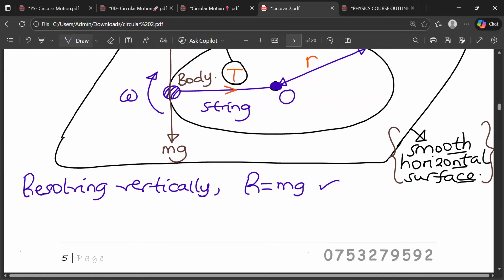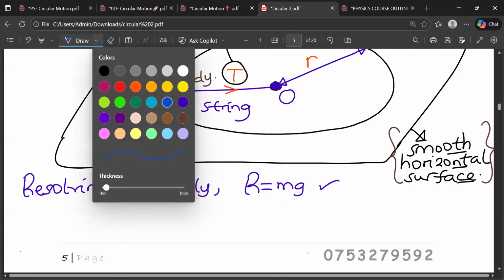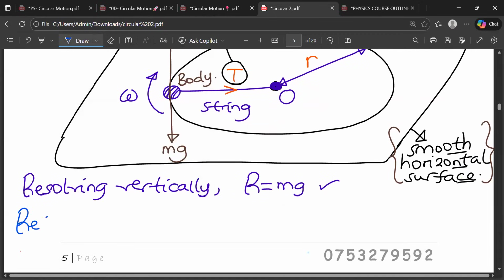Then resolving horizontally. You can see that our tension will be the centripetal force.